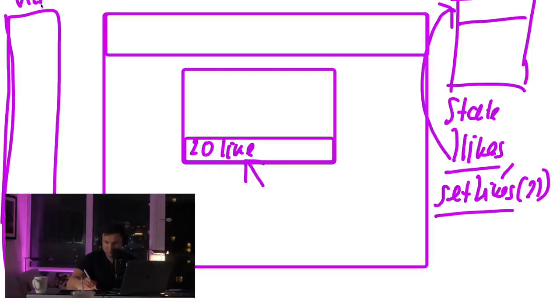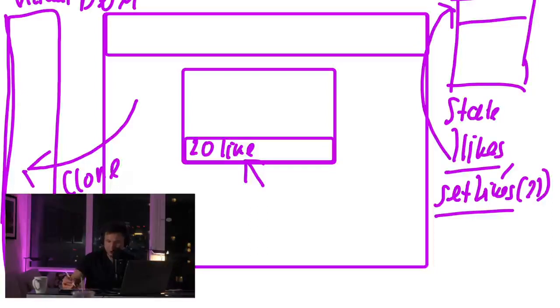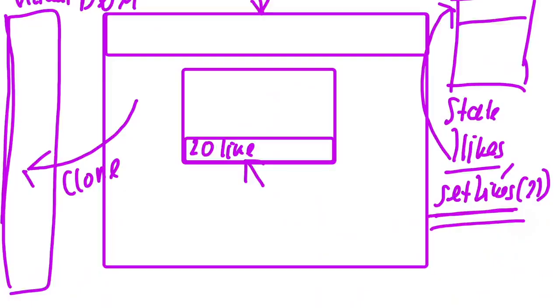Virtual DOM, right? A virtual DOM is basically just a clone of the current application. Whenever the state changes, maybe that's a user, maybe you did something else on the web page, it is going to change it first on the virtual DOM.